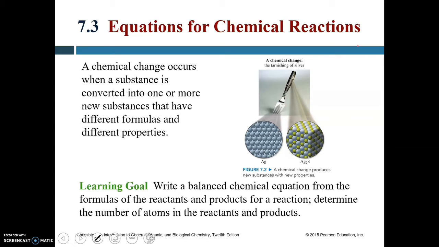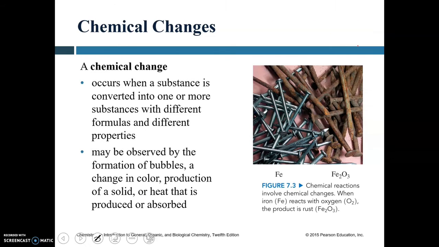A chemical reaction describes the chemical change that occurs when a substance is converted into one or more new substances that have different formulas and different properties. It may be observed by different signs, though not often are they all present: change in color, bubble formation, production of a solid, production of a gas, basically heat that's produced or absorbed. Here, when nails rust, they change appearance, so that's the chemical reaction between iron and oxygen producing iron 3 oxide.